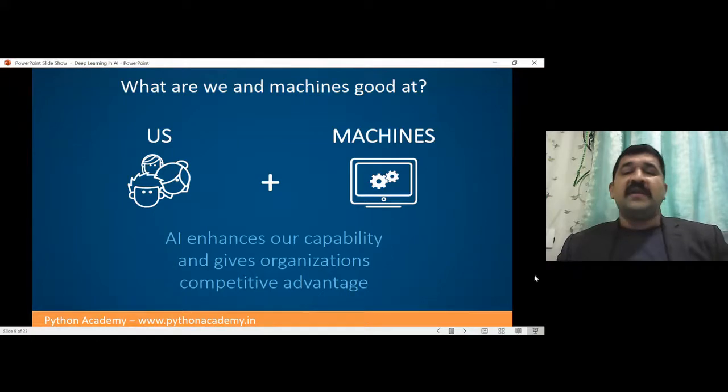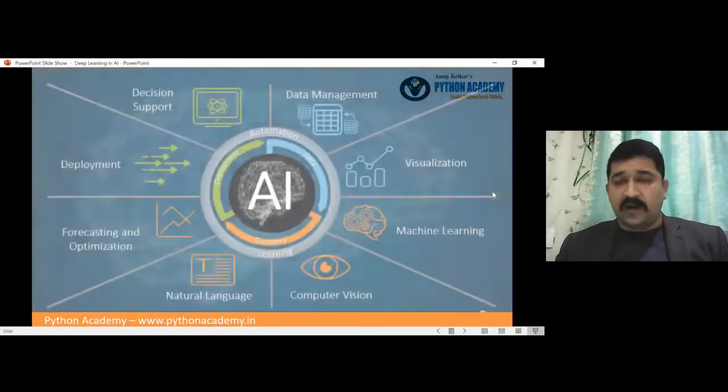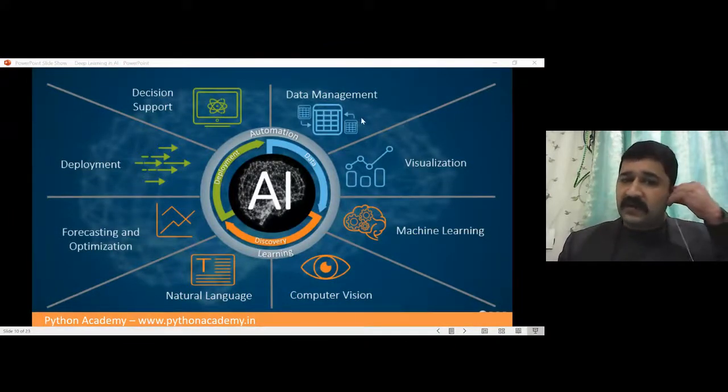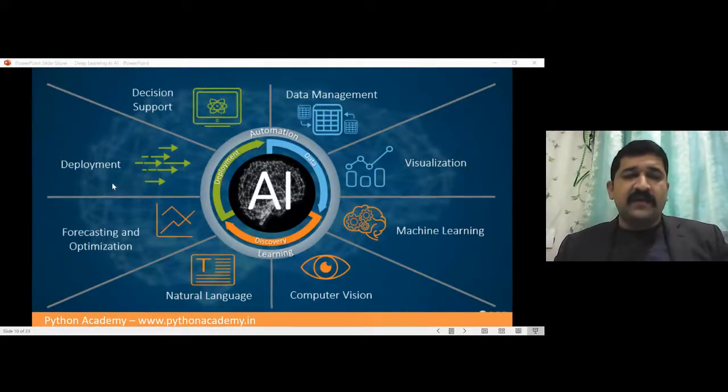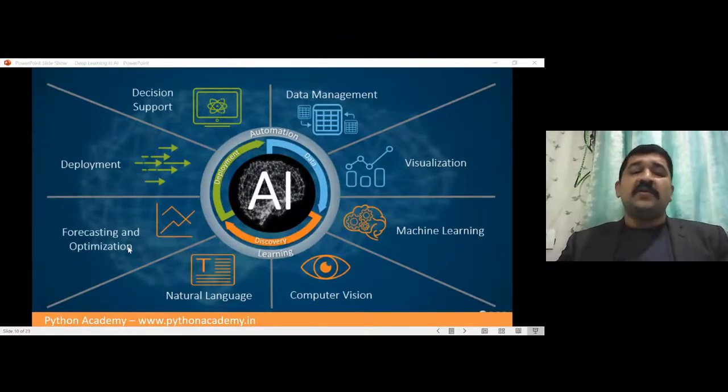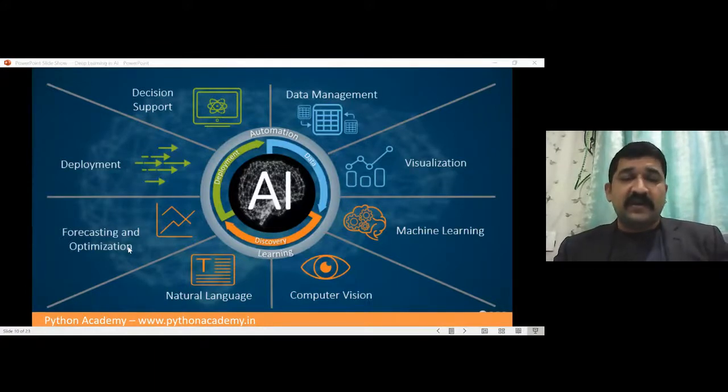Okay, so that is the way AI works. That is the way AI is popular now. Now if you look at it as a whole, what are the things AI works for? It works for data management, decision support, and deployment of different code. It is used for forecasting. We have a lot of forecasting applications, maybe weather forecasting, like whether it will rain or not, or maybe simple share market forecasting, whether we will have some good returns in the future or not. So we have a lot of things going on in forecasting and optimization.